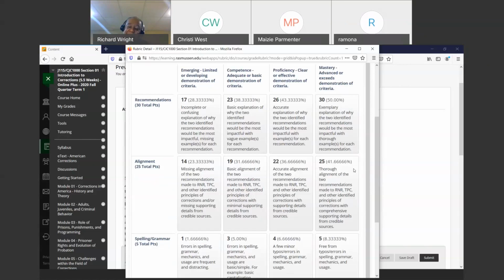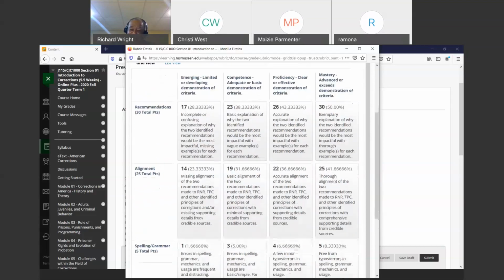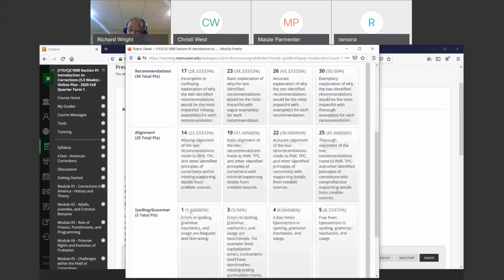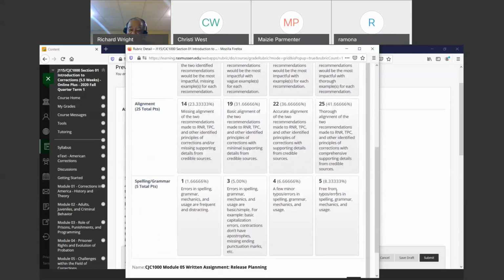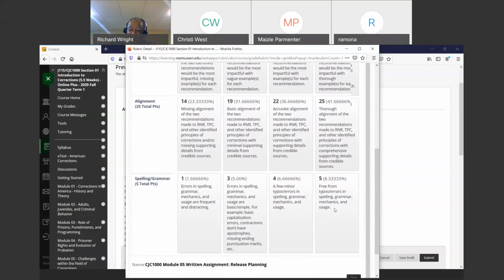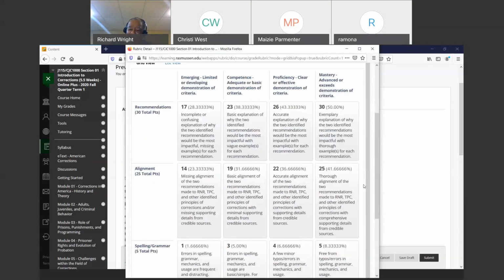Remember once again, if you do not have credible sources, notice what happens. You'll go all the way to the last column and you'll get the points in that column. Okay? And you don't want to do that. And then finally, spelling and typo errors are corrected. Any questions about it? Or is it pretty clear?